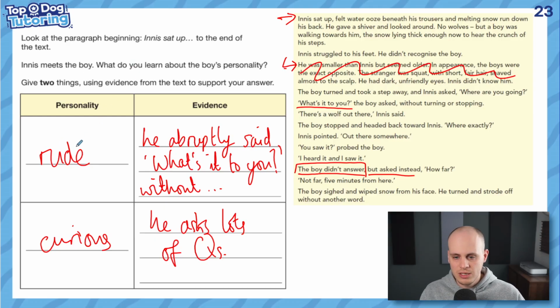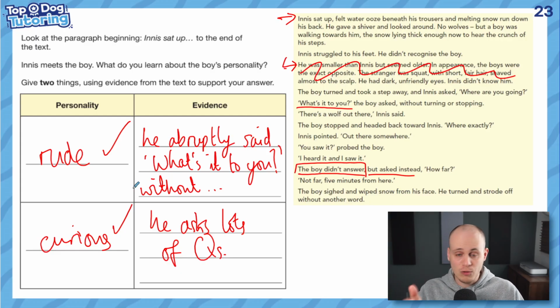And you're thinking, oh no, there's only 1 minute left and I've got 3 marks. Do you know what? If you'd read this text and you'd already picked up that he's a bit rude, and you just wrote rude here, there's 1 mark. And then you notice that he asks a bunch of questions and you say curious, and it's taking you 15 seconds to do that. You've just got 2 marks in 15 seconds.